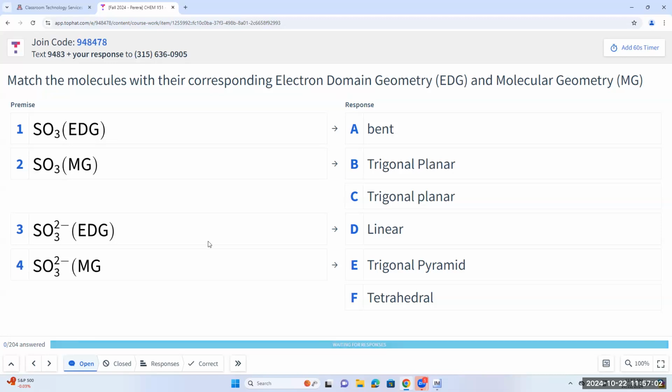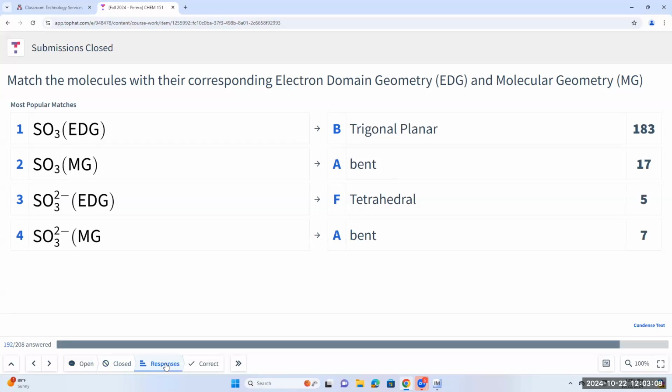So again, please draw the Lewis structures on your whiteboards, on your notebook or somewhere. Okay. So I just want to see your answers. I'll reopen this, but I want to see your answers now. Okay. All right. I'm going to close this question in 5, 4, 3, 2, and 1. All right. And here are our responses.